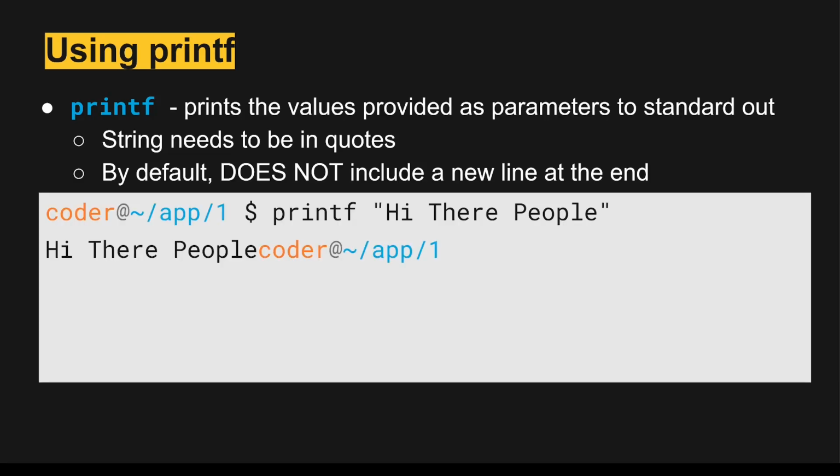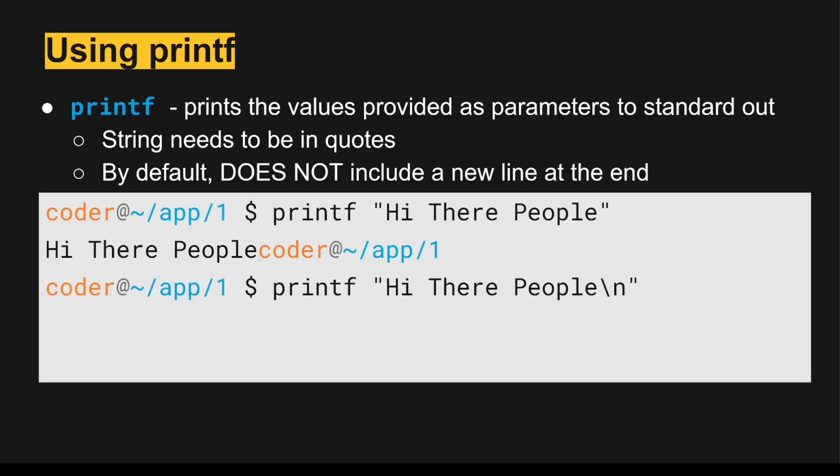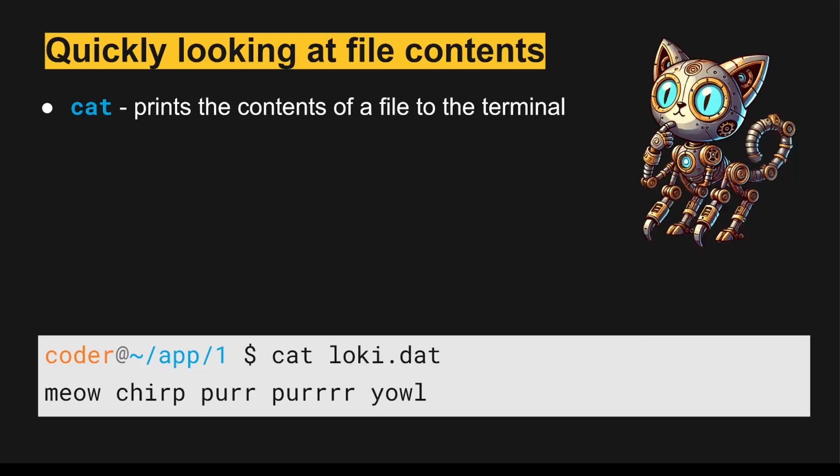We use printf and it prints out, hi there people, no new line. And we can see that there's no new line afterward, the prompt just comes right up. However, if we do use a new line at the end, it prints out something that looks more like this. Cat. Cat prints the contents of a file to the terminal. It prints it to standard output. So if you give it a file name like this as a command line argument, it will then print out the contents to standard output.